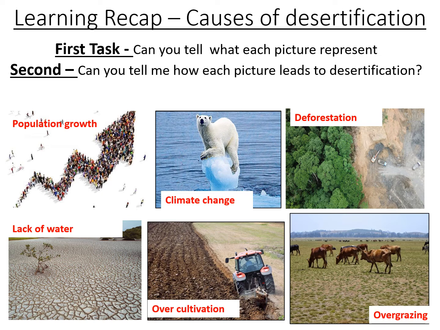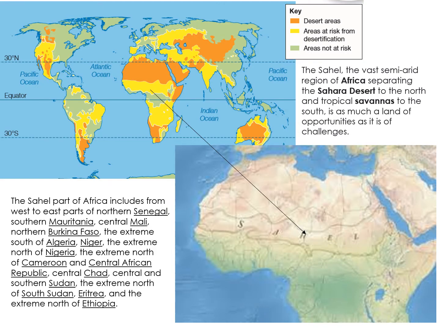So we've identified the causes, as you can see here now, and we've linked them to how that might lead to desertification. So just make sure you've got those 6 down in your book, just as a recap as to what we did last lesson.